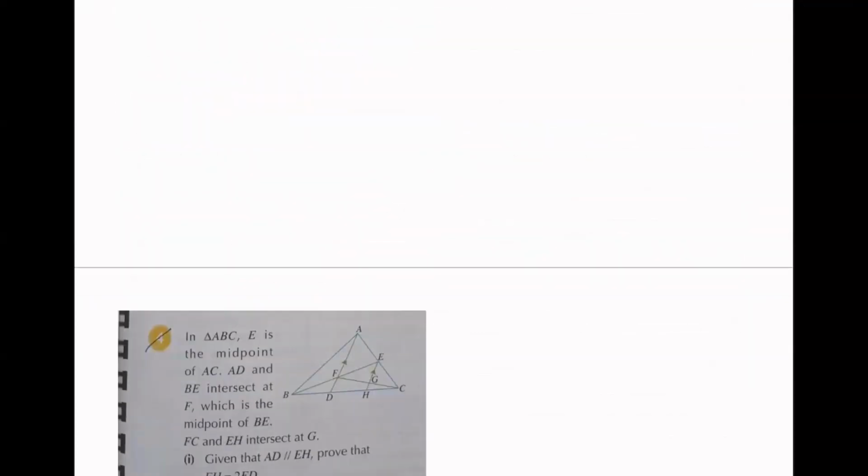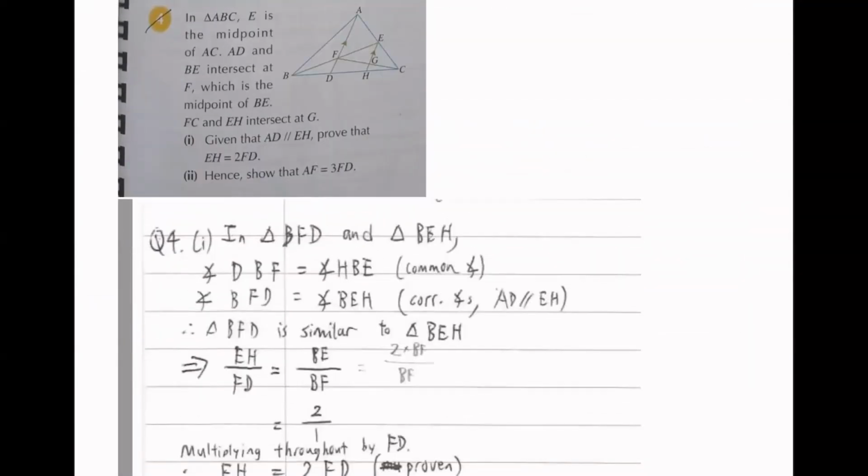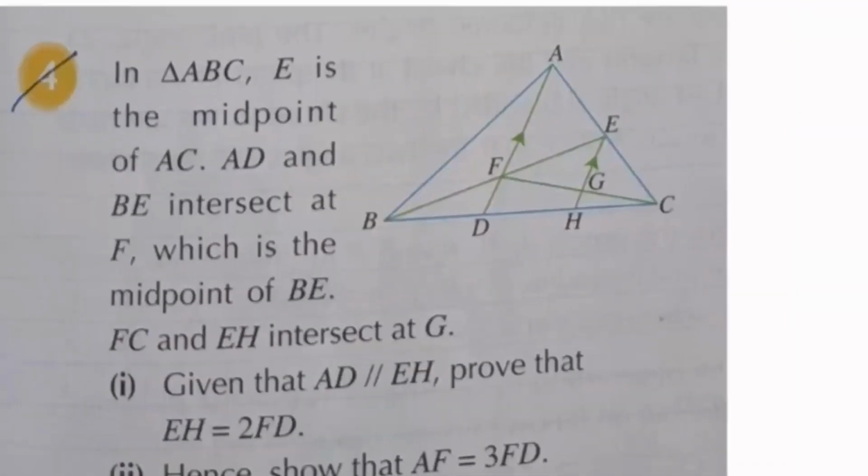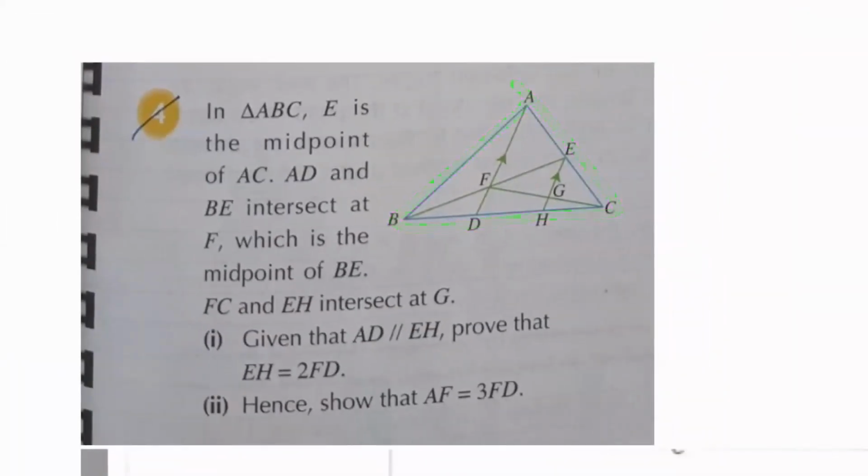Yeah, that's a rough idea. So next one, question 4. In the triangle ABC, E is the midpoint of AC. AD and BE, where are they? Here and here. They intersect at the point F, which is the midpoint of BE. FC and EH intersect at G. Now, given that AD is parallel to EH, prove that EH is 2 times of FD.